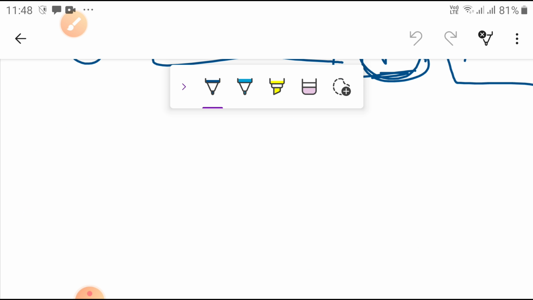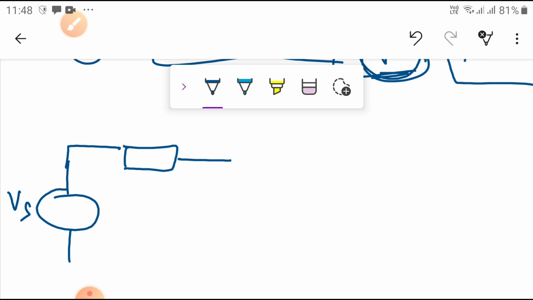Now for example, here a voltage source is given, that is called Vs, and some resistance. This is the internal resistance of the source. Now we are going to connect some load.